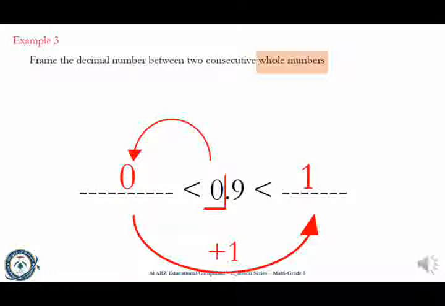Yes, I put the block, take the whole part. It is 0. For the smaller number, I copy 0. And for the greater number, I add 1 to 0 and I get 1. So 0.9 is included between 0 and 1. They are both whole numbers and they are consecutive.